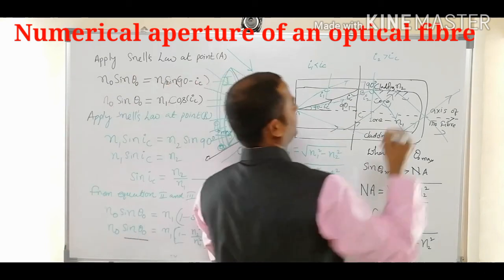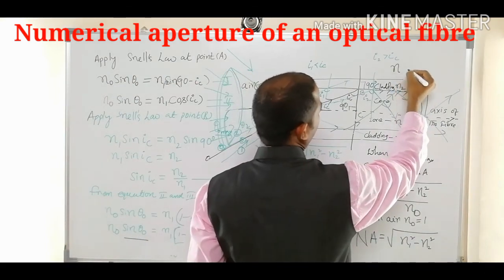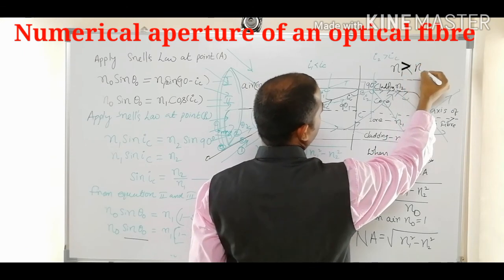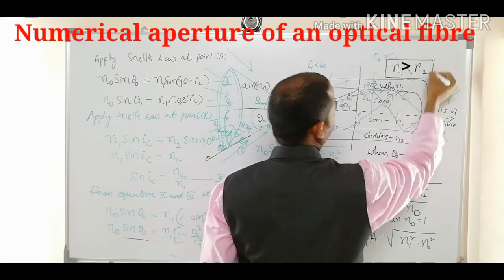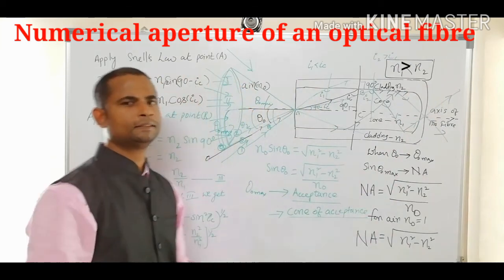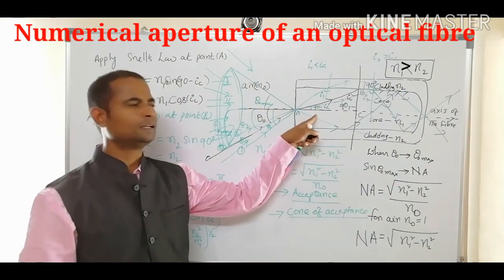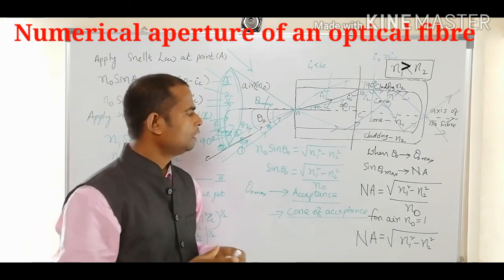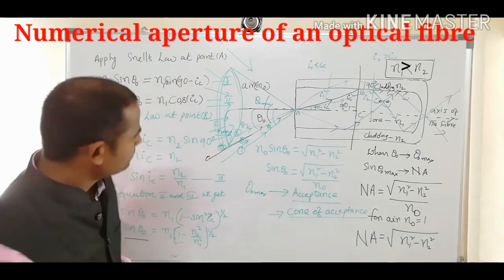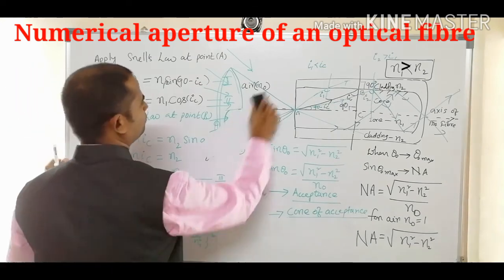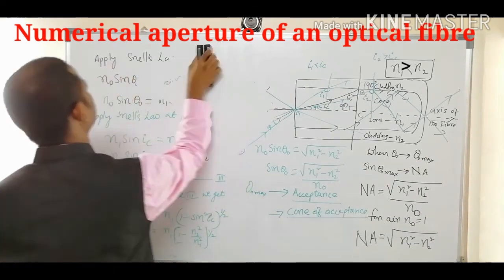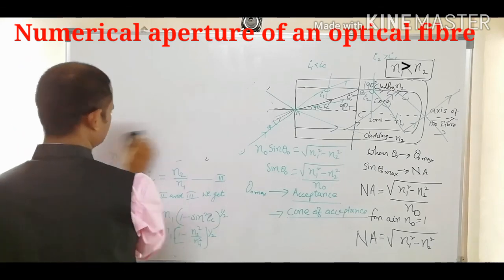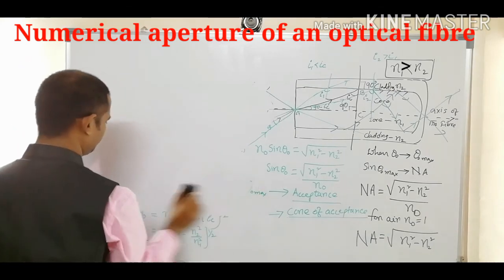And we know that for an optical fiber to work properly, N1 must always be greater than N2. Otherwise, total internal reflection inside the fiber is not possible. So we have seen this numerical aperture formula as square root of N1 square minus N2 square.